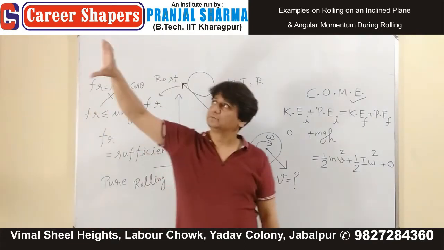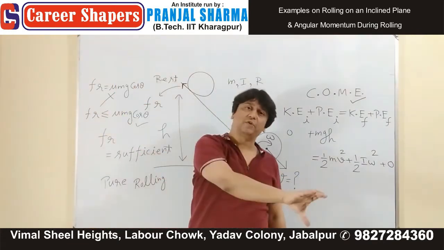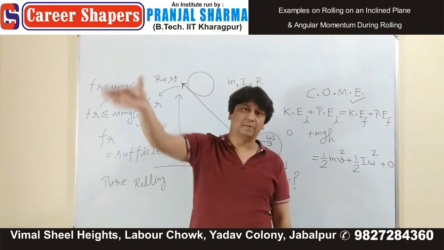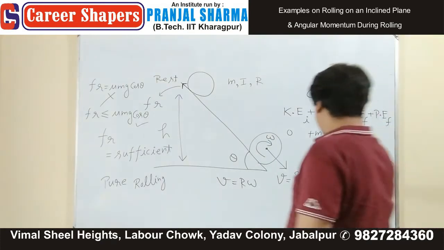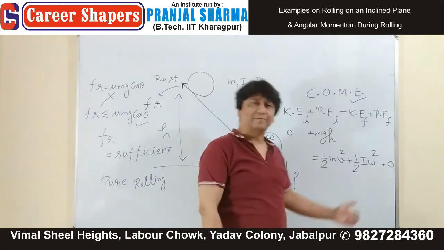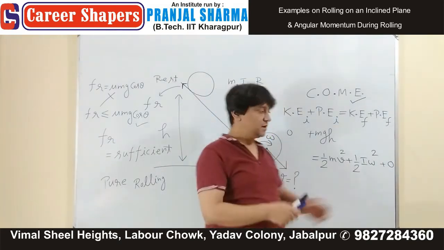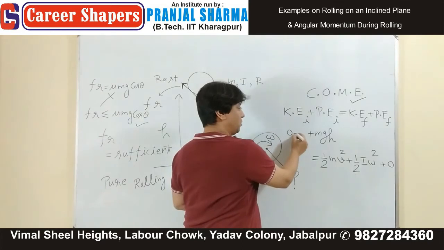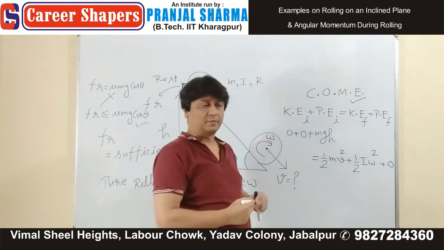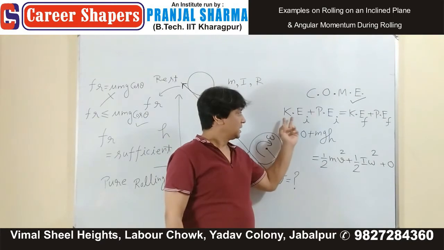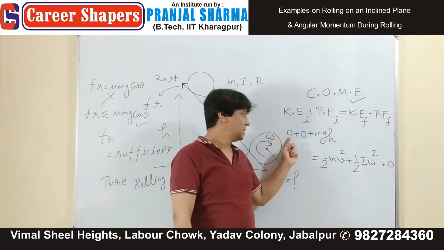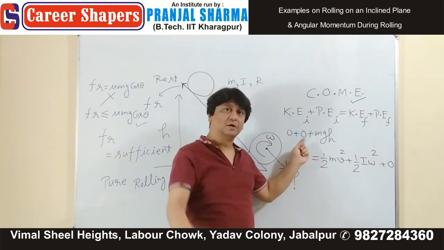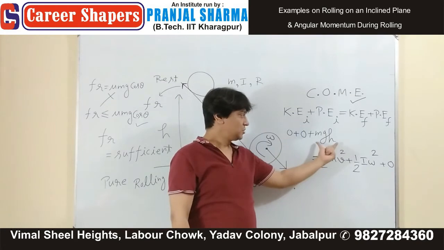This wheel has translatory kinetic energy. At the same time, it has rotational kinetic energy. Since both translatory and rotational kinetic energy are present, you have to include them. So it is better if you use 0 plus 0. In the kinetic energy part, there are two things. First is what? Translatory kinetic energy, and second is what? Rotational kinetic energy. That's your potential.